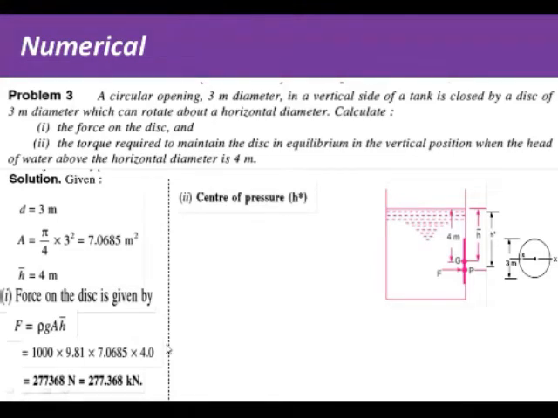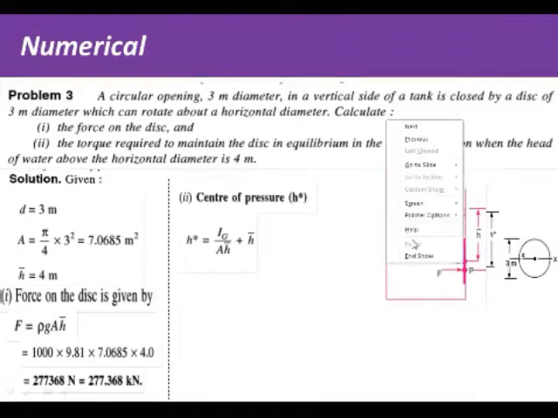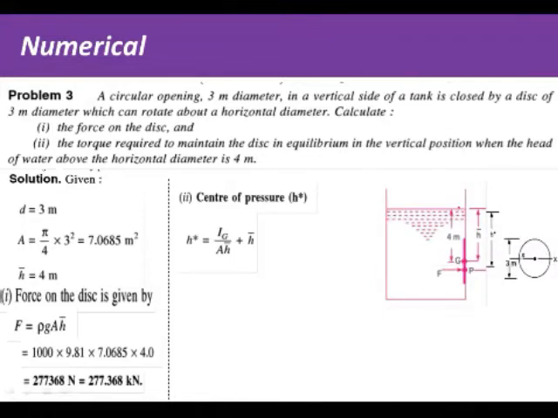After that, we will calculate the depth of center of pressure, that means the location where this force F is acting. The depth of center of pressure, h star, is given by Ig sin square theta upon A h bar plus h bar. Now in this case, we know the gate is vertical. If you extend this gate, it will intersect the liquid surface, making an angle of theta equals 90 degree.